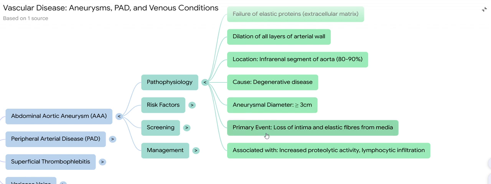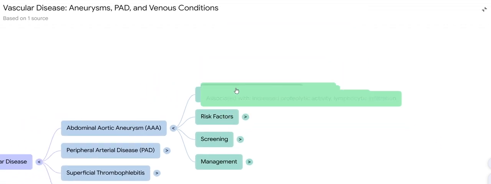So as I mentioned before, the primary event of the pathophysiology is the loss of intima and elastic fibers from the media. So the whole layer is being damaged. And also there is increased proteolytic activity. So these proteolytic enzymes are just going to come and they're going to eat up the whole arterial wall. And again, there are going to be lymphocytes and other chronic inflammatory markers. So these two are very high yield points. There are going to be proteolytic activity, proteolytic enzymes, especially called MMP, and then there are going to be lymphocytes. So this is the pathophysiology.